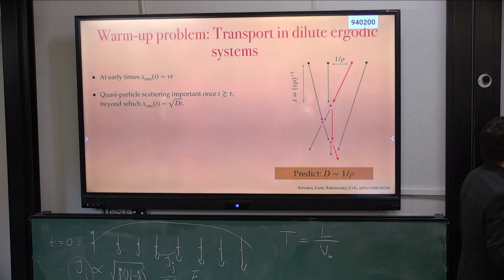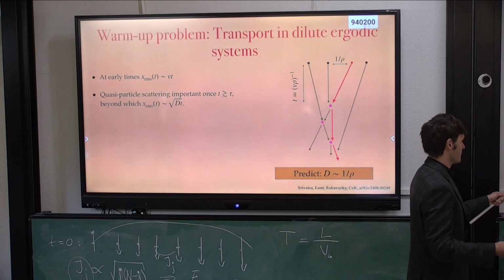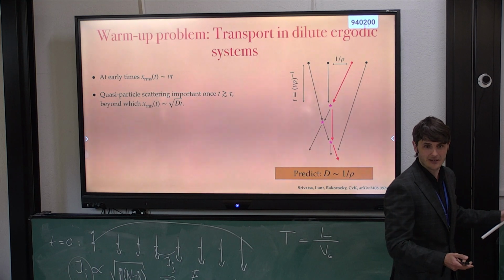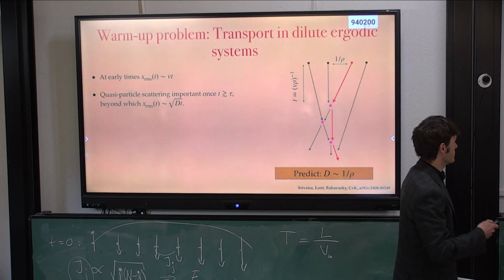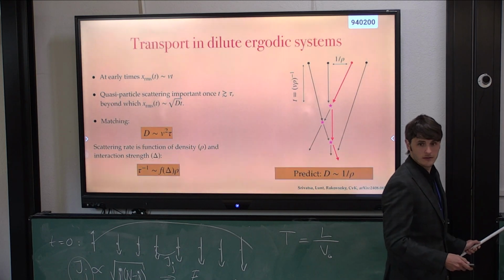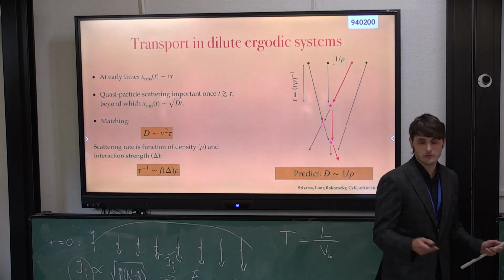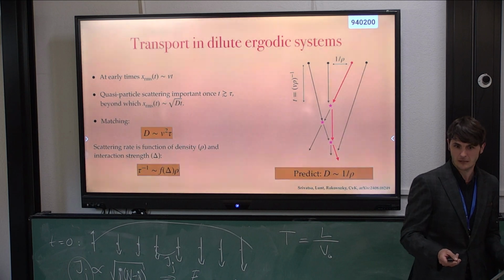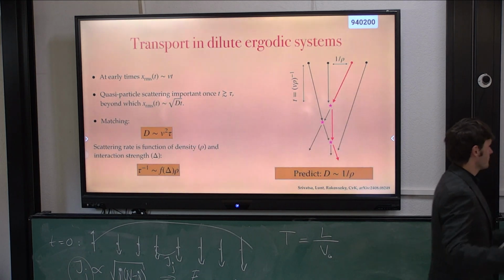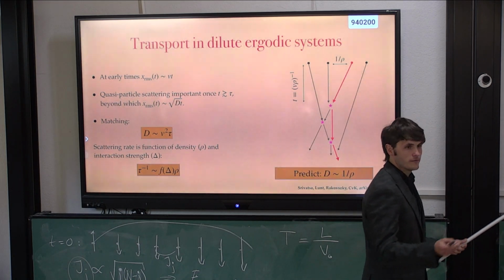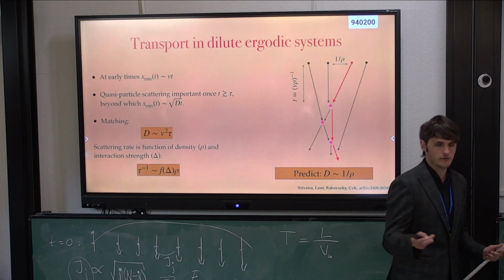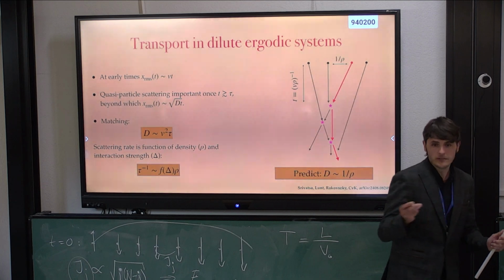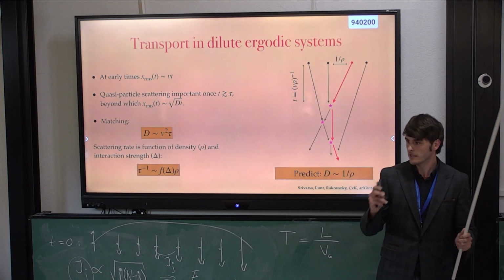And now you do a very inelegant brute force physics thing, and you match these two solutions together at time tau, and you get a relationship between the diffusion constant, some velocity scale, and the quasi-particle lifetime. Okay, this is sort of Drude formula-like reasoning. So this very crude model of the system gives us some prediction for how the diffusion constant might depend on the quasi-particle lifetime. But we wanted to understand how the diffusion constant depends on the density.